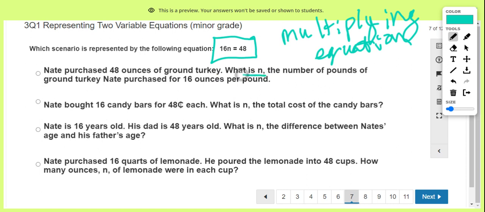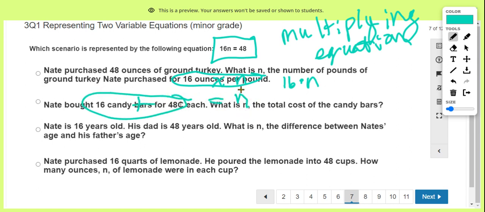So 16 ounces per pound. Per pound means you're multiplying and then n. So this is 16 times n. Nate bought 16 candy bars for 48 ounces. What's the total cost? So this one's adding up to get n. Nate is 16. His dad is 48. What's the difference? Difference, so you got 48 minus 16 equals Nate. And then there's 16 quarts of lemon. He poured 48. So you got 16 divided by 48 equals n.